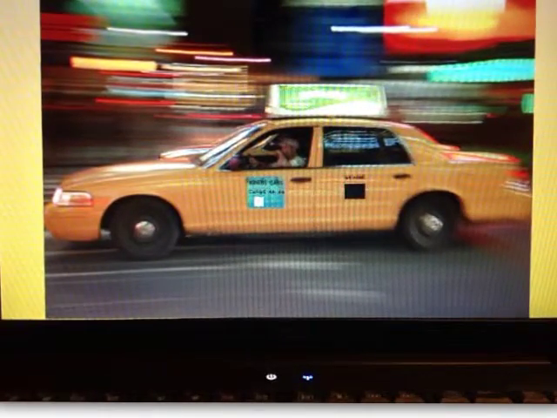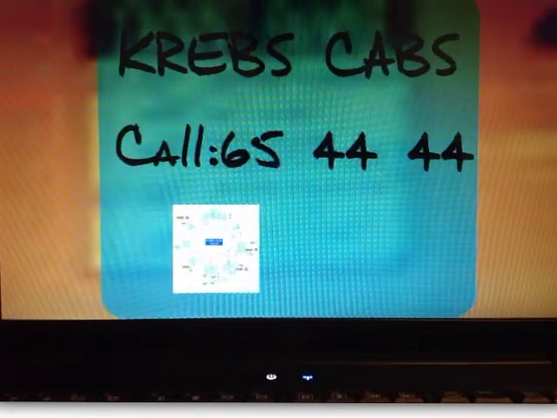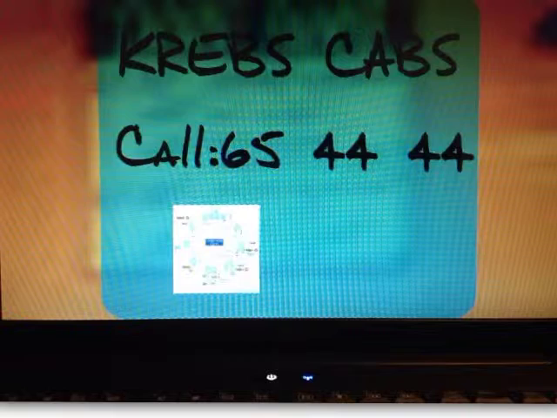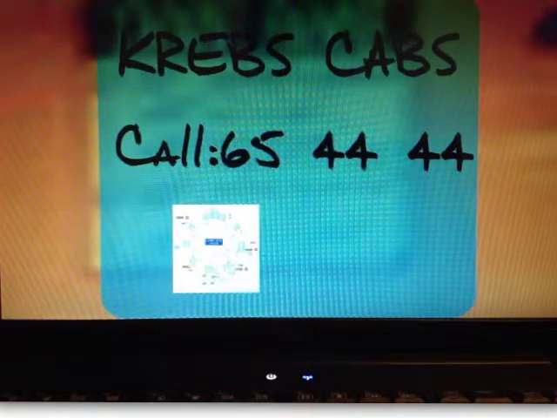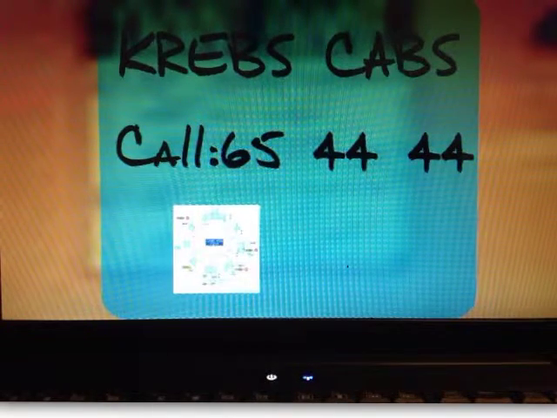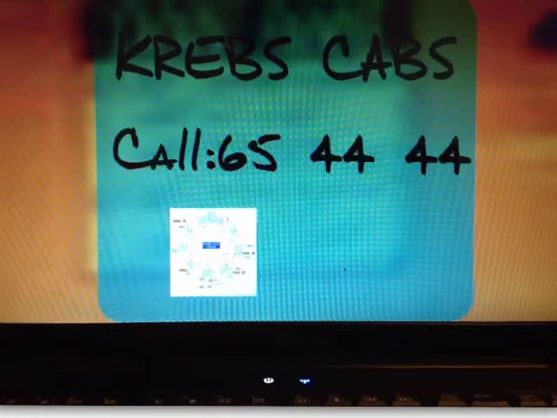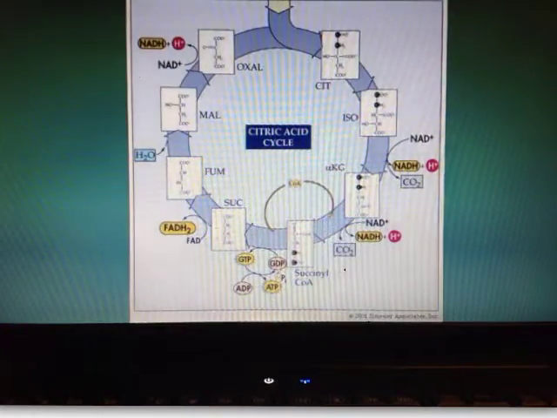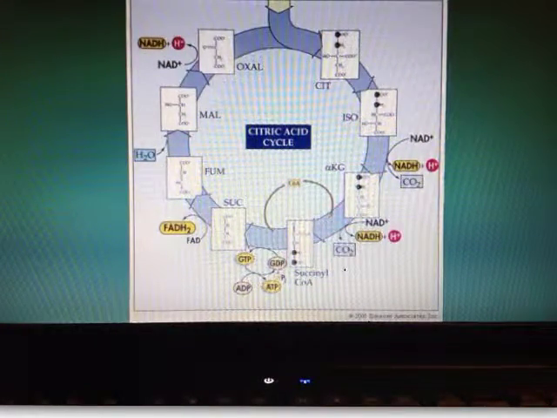How I like to remember it, well, this is Krebs cabs. The numbers, because you need to know oxaloacetate and citrate, and then the numbers of carbons, and you remember it by 6, 5 and then 4 4s. It sounds like a cab company, doesn't it? So that, for me personally, that's been the most effective way of remembering it. If you want to know all the detail, this is all the detail.